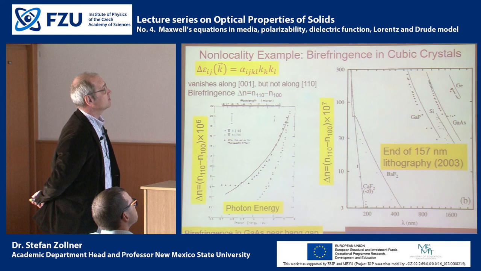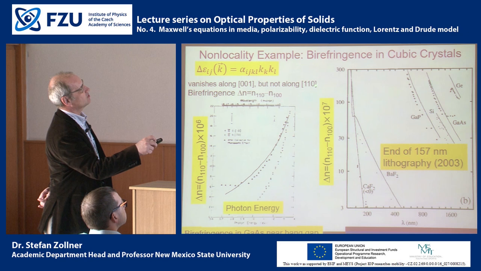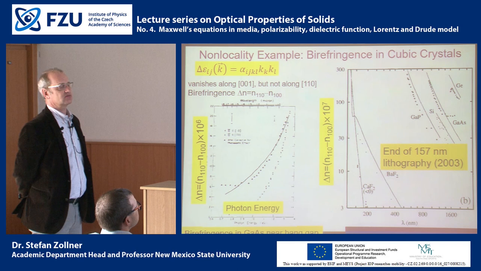Because only the z-axis has a non-zero k, that is always 0. On the other hand, if I look along the 1, 1, 0 direction, then kx multiplied by ky will be non-zero.